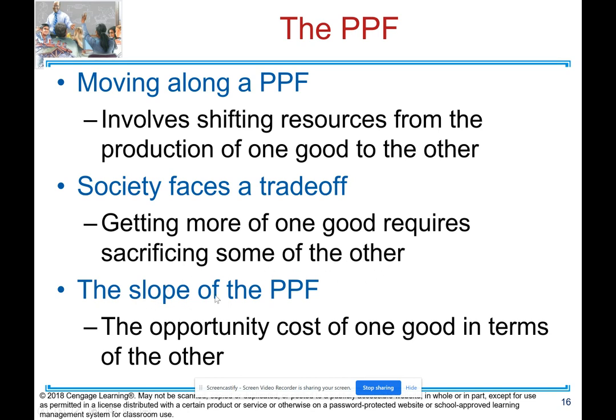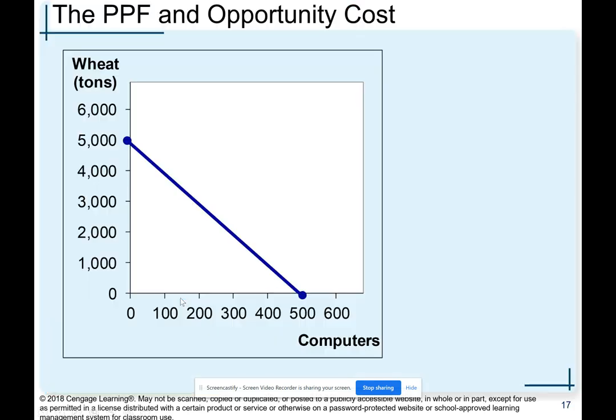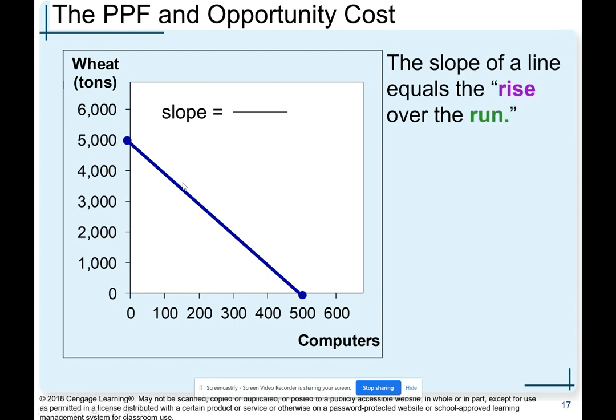The slope of the PPF is the opportunity cost of one good in terms of the other. Let's see how a slope is the opportunity cost. So this is the production possibilities frontier that we just developed. The slope of this straight line is a constant. Any point of this slope is a constant. So we can measure the vertical over horizontal. On the horizontal change is 100.